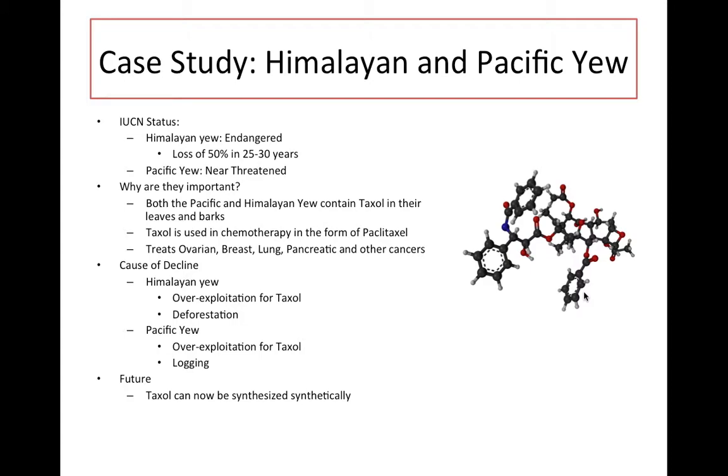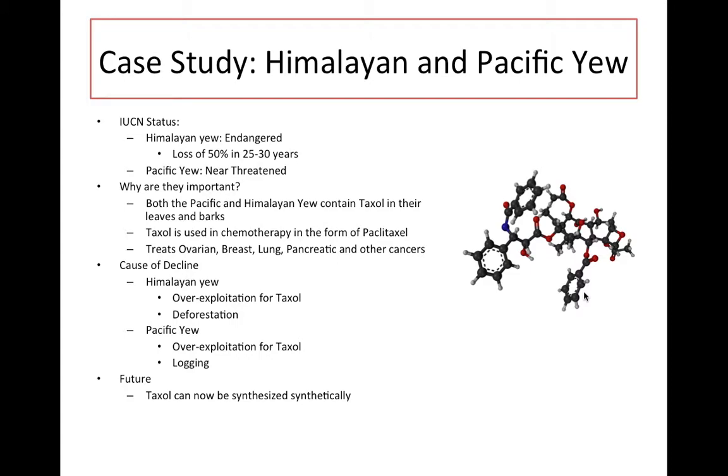So this is a case study. This is the Himalayan and Pacific yew. So this is the IUCN status of the Himalayan yew, and it's classed as endangered. There's a loss of over 50% in 25 to 30 years. The Pacific yew is near threatened. Why are they important? Both the Pacific and Himalayan yew contain Taxol in their leaves and bark. Taxol is used in chemotherapy in the form of paclitaxel. It treats ovarian, breast, lung, pancreatic, and other cancers.